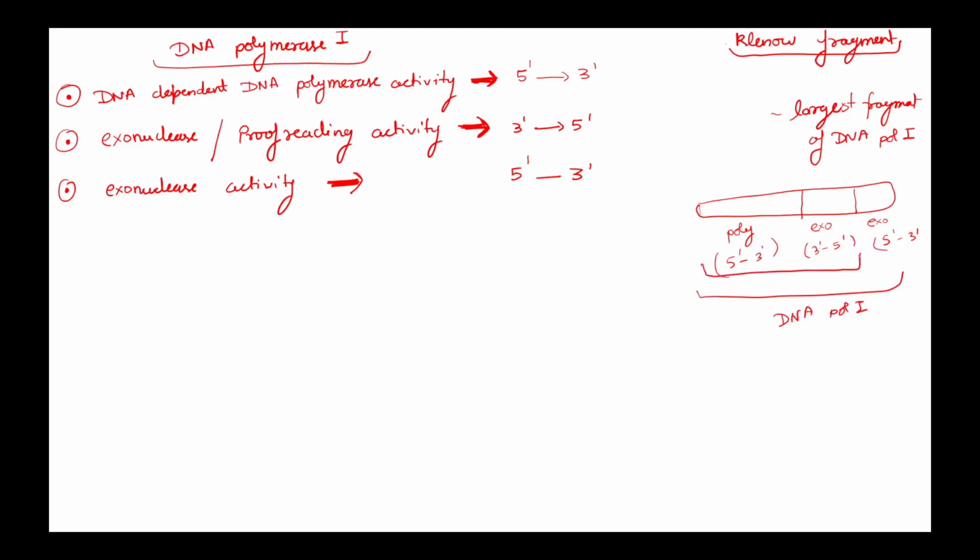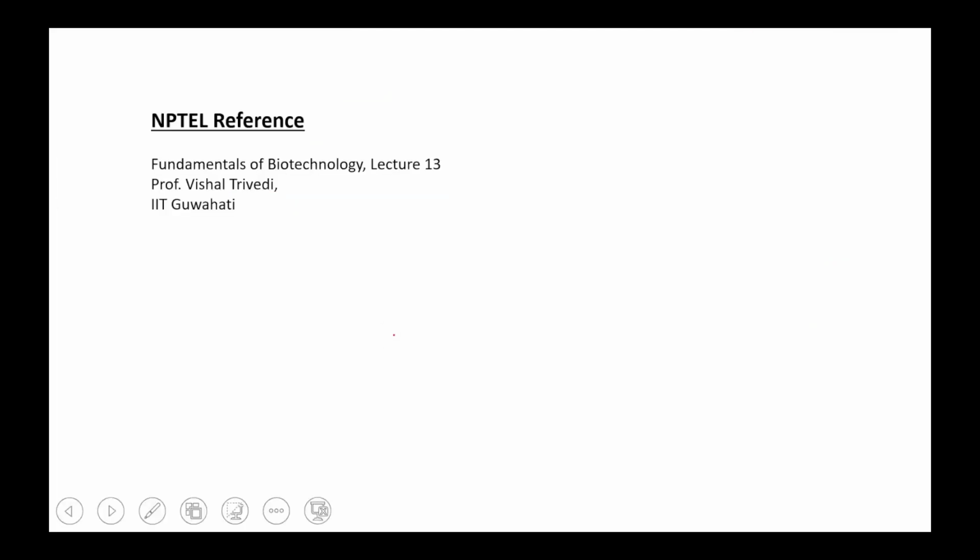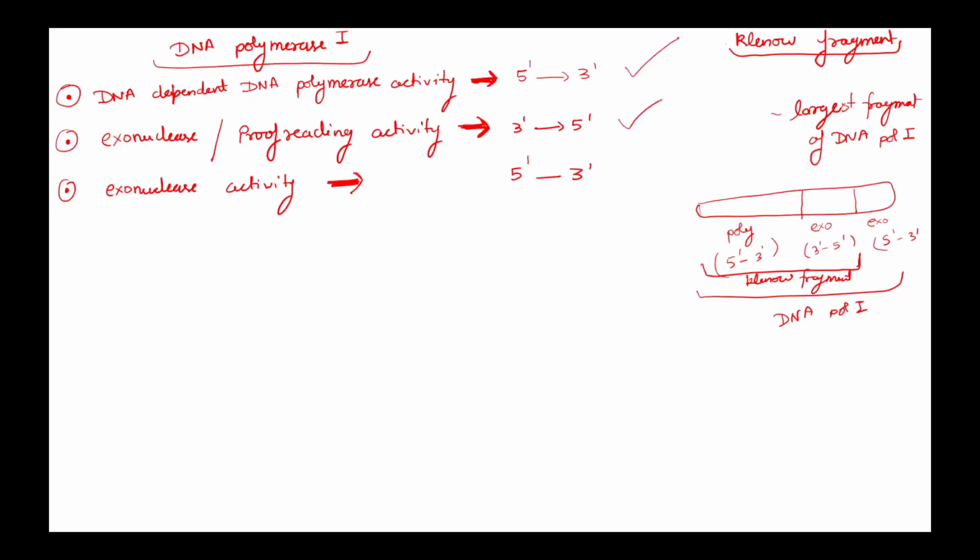Then this much portion is the Klenow fragment. Okay, so our Klenow fragment harbors the DNA dependent DNA polymerase activity, and it also harbors the exonuclease or the proofreading activity. Okay, but it does not possess the 5 prime to 3 prime exonuclease activity which is present in DNA polymerase 1. So this is the Klenow fragment. What it will do is make the sticky ends of your DNA blunt, and it is generally used for the probing of the DNA, to make the DNA probes.